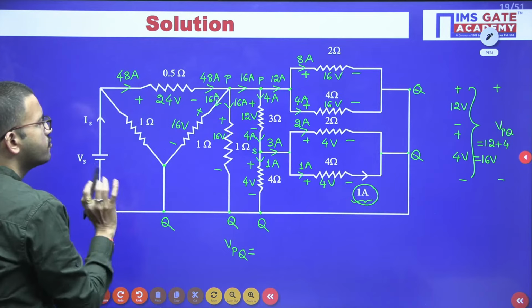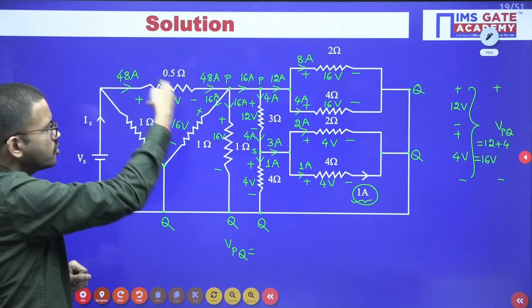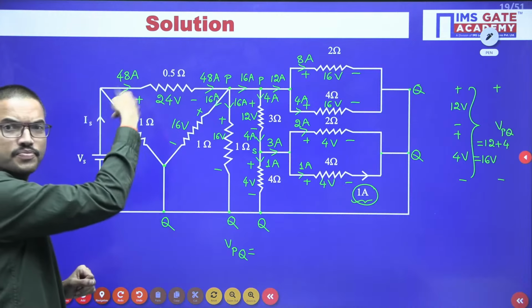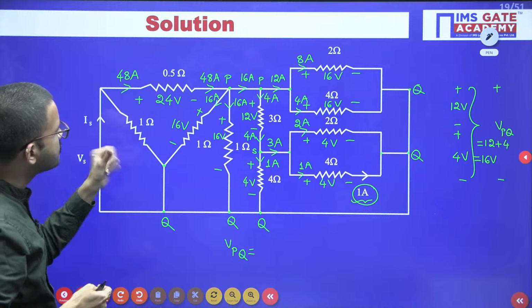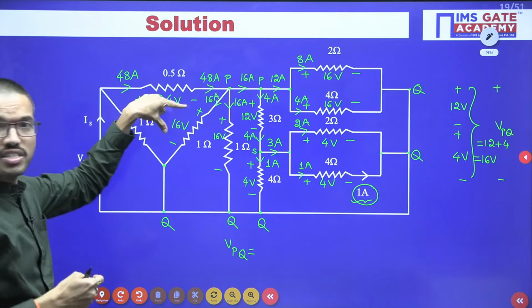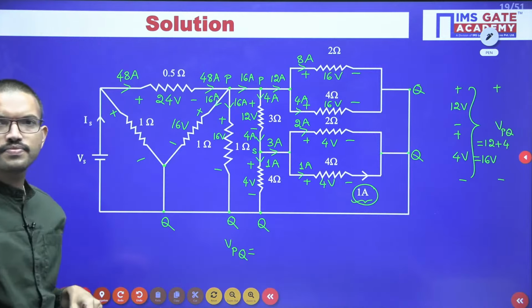Now, if you carefully observe, here you are having what? Closed path. You are having a closed path. You can find the unknown voltage, or the voltage across this particular branch. Yes or no? Because you know the voltage here, you know the voltage here. You can find the voltage across this particular branch.